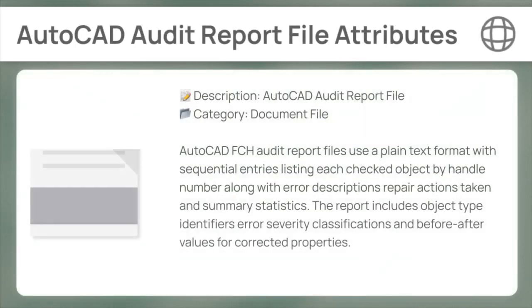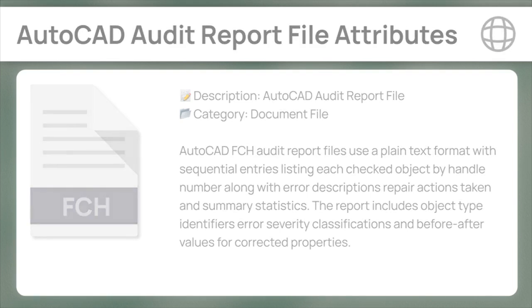AutoCAD FCH audit report files use a plain text format with sequential entries, listing each checked object by handle number along with error descriptions, repair actions taken, and summary statistics. The report includes object type identifiers, error severity classifications, and before-after values for corrected properties.